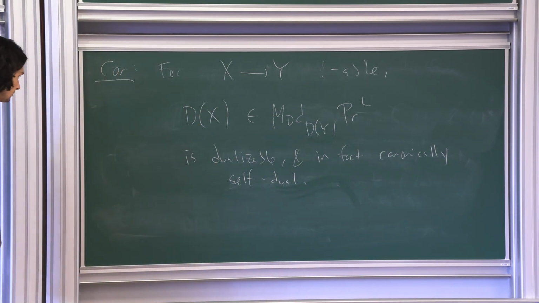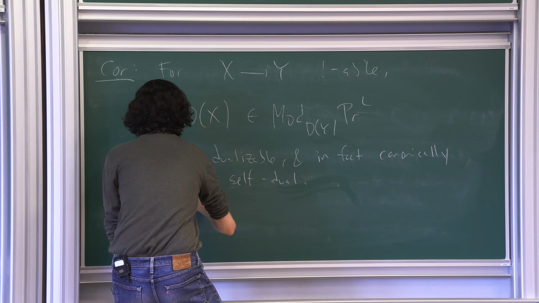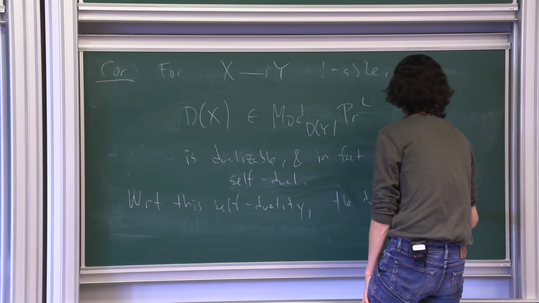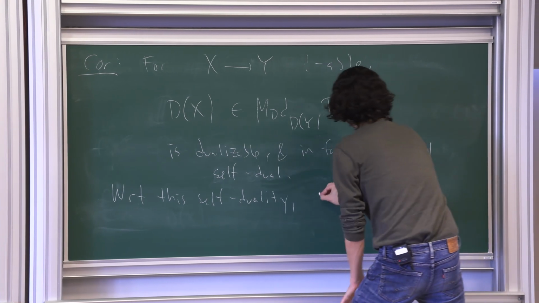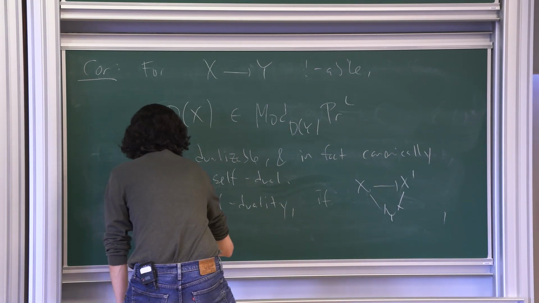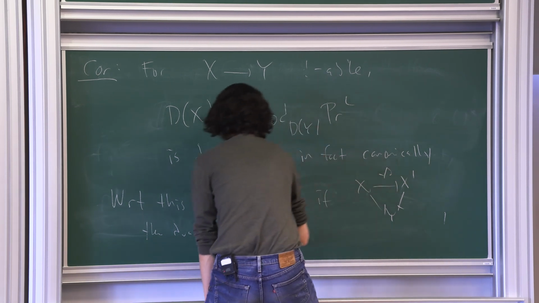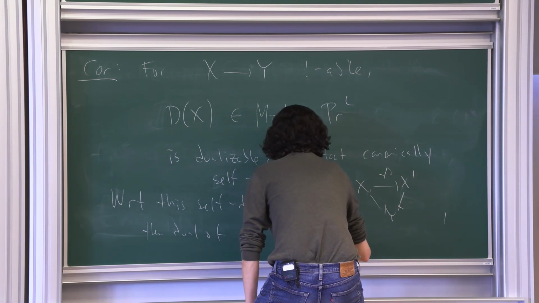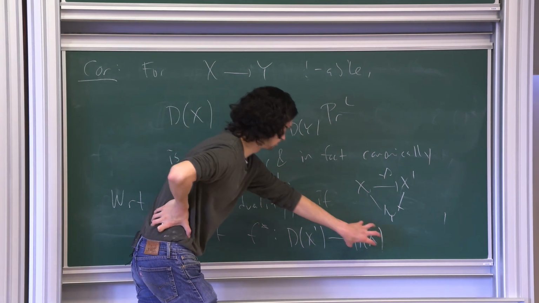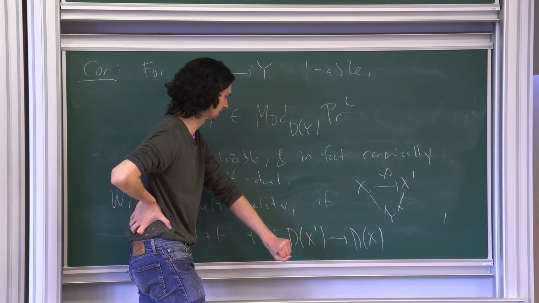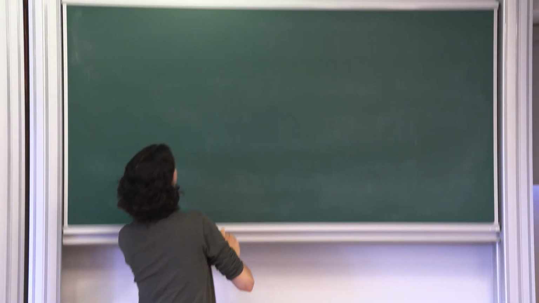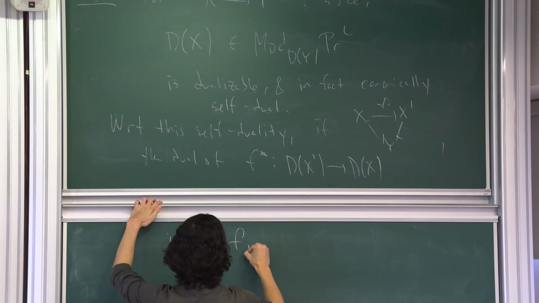And with respect to this self-duality, the dual of, so if you have x going to x prime over y, then the dual of, let's say, pullback, so it should be a map. The dual of this map should be a map from the dual of Dx to the dual of Dx prime, but they're self-dual. So you just get a map in the other direction from D of x to D of x prime. This map is none other than the lower shriek functor.